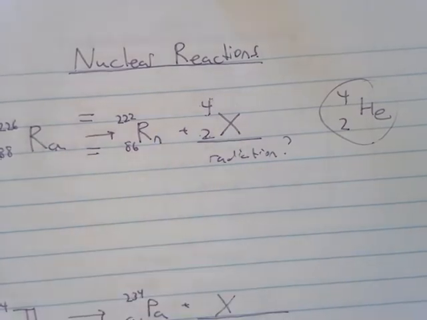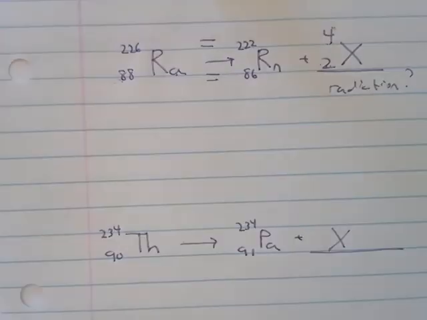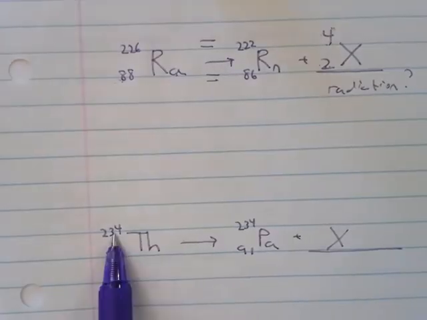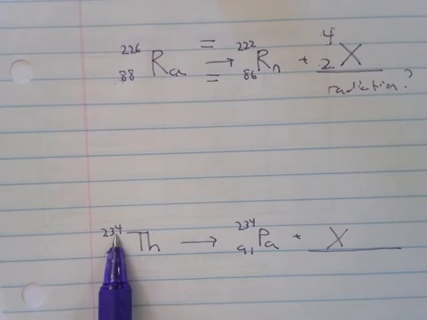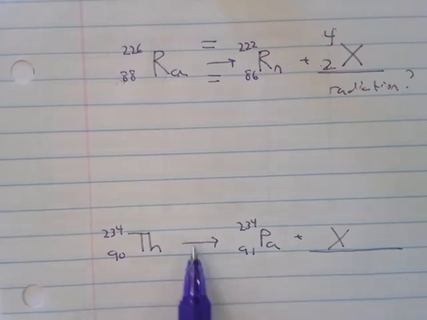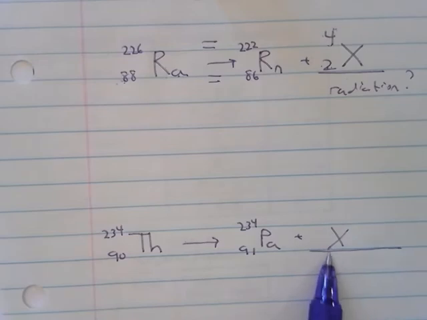I have this radioisotope. It's thorium with an atomic mass of 234, so it's thorium-234. And I looked up its atomic number in the reference table. Its atomic number is 90. So then what exactly happens to thorium? Well, apparently it radiates into something, gives off some type of radiation, and then becomes Pa.